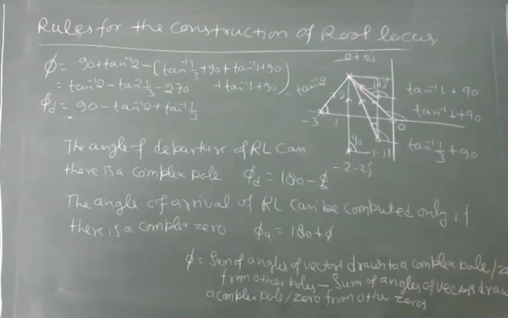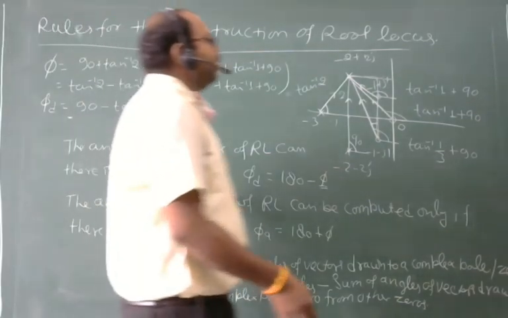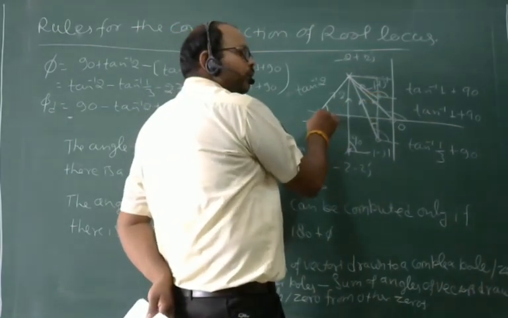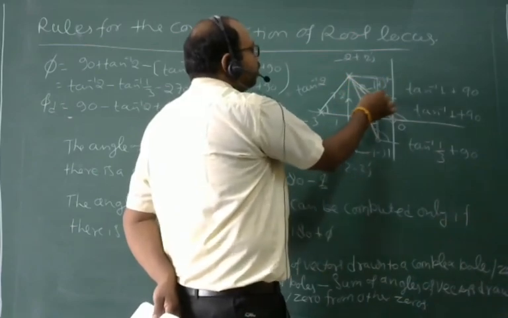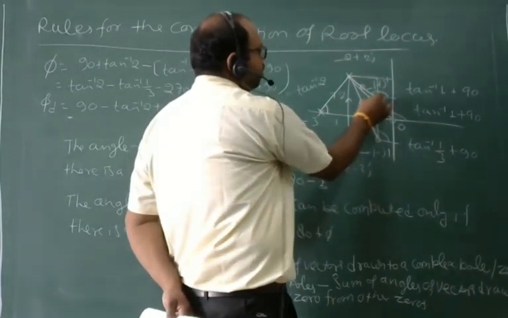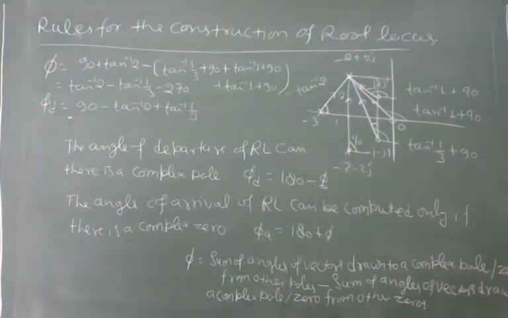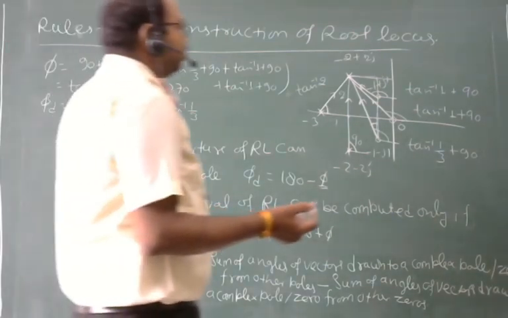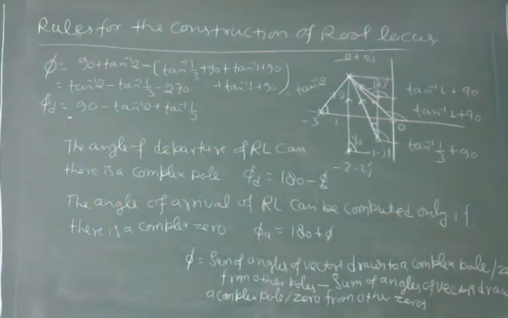Now, angle of arrival. Similarly, if I draw vectors from all the poles and zeros to this 0, then I'll find the angle of arrival. Angle of arrival means at which angle the root locus branch will arrive at a 0.